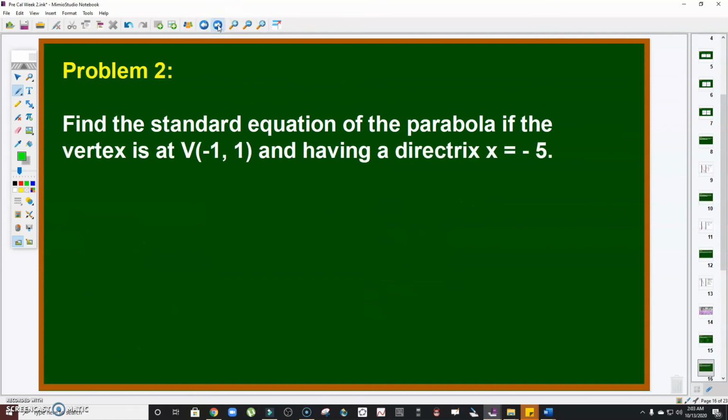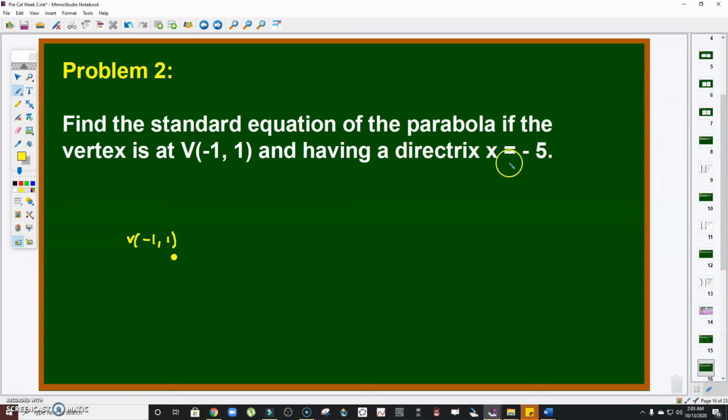Find the standard equation of the parabola if the vertex is at (negative 1, 1) and having a directrix at x equals negative 5. Like what we did in problem 1, it will be better if we sketch. Suppose this is (negative 1, 1). This is my vertex. Now take note of the directrix: x equals negative 5.